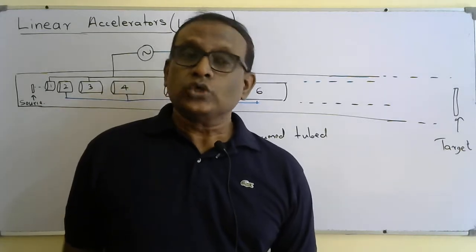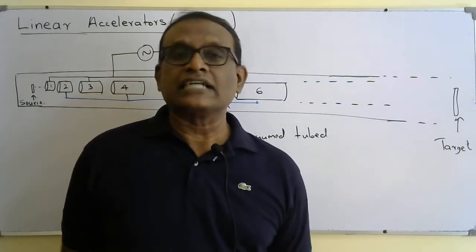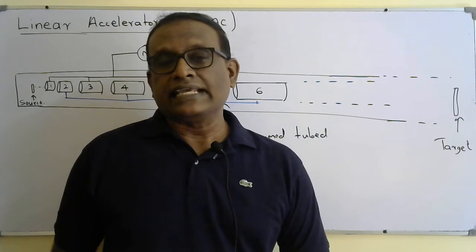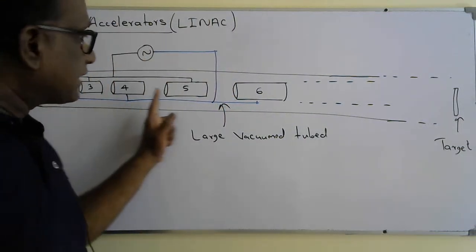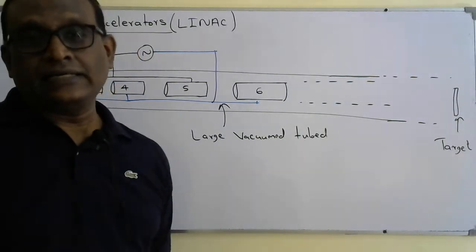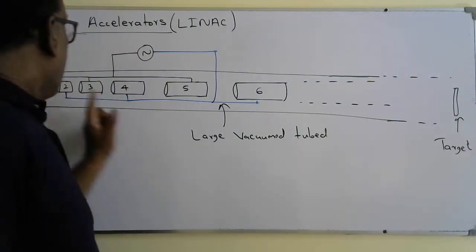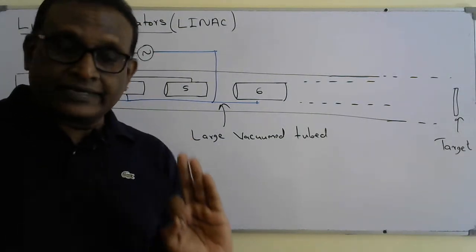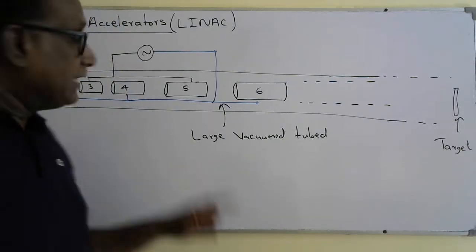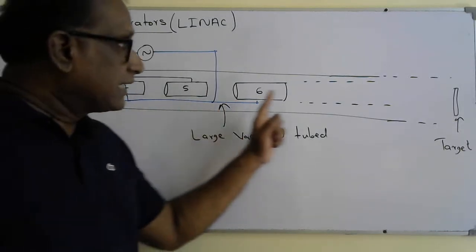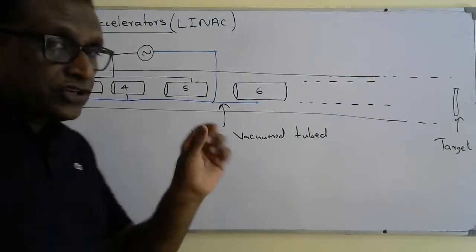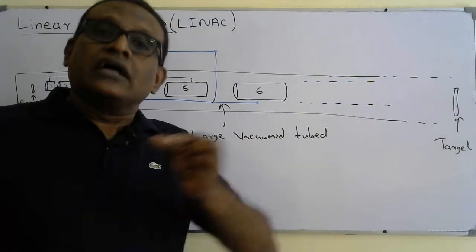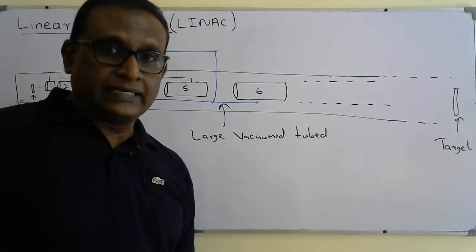Here you must know that a common question asks you to describe the structure. You can say the length of the drift tubes increases along the direction of motion of the particle. I'll explain why it should increase later. Now I'm telling about the structure: the length of the drift tubes increases along the direction of motion of the particle. Also, the gap between the drift tubes slightly increases along the direction of motion of the particle.